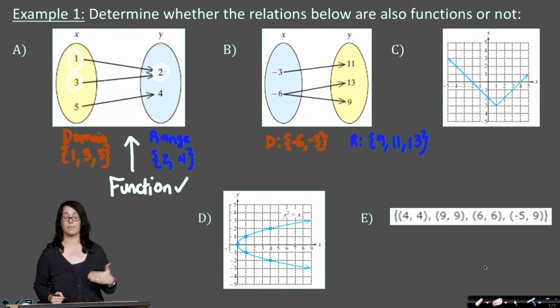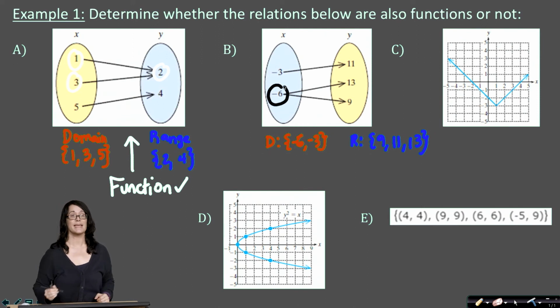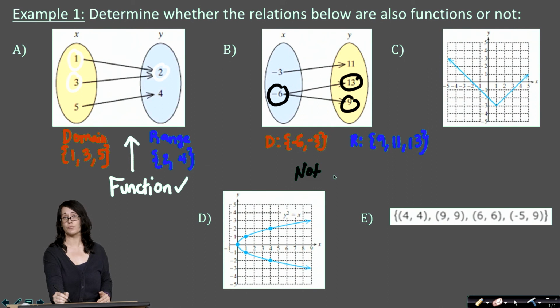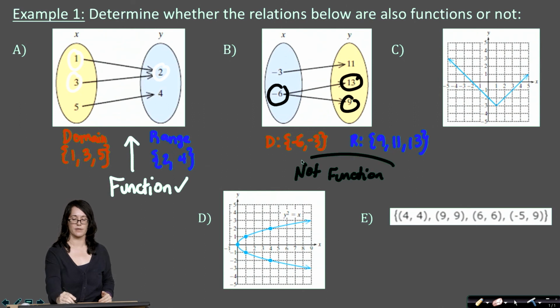Well, -3 gets mapped to one output of 11. So far, so good. But look what happens to the input -6. He gets mapped to two outputs. Can you have two birthdays? Nope. So this is not a function. So we would say this is not a function because there is an input which gets mapped to multiple outputs. If you were to visually show this graph, those 2 points would fail the vertical line test at that input. So this is not a function for those reasons.